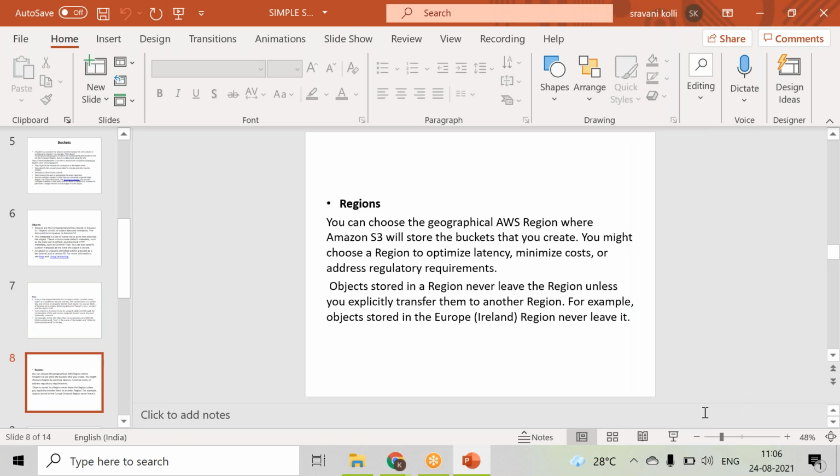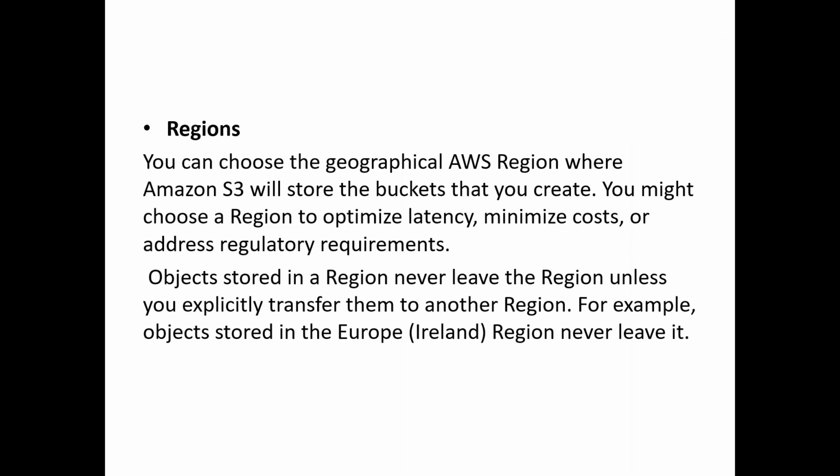And here as I said, this is also region specific, similar to EBS. Here also, for every bucket we have to define the region before going ahead and storing the data, right? And the same thing, objects stored in a region never leave the region unless you explicitly transfer them, which is nothing but the replication of the data. Unless we manually move it, that data does not cross from one particular region to another region.